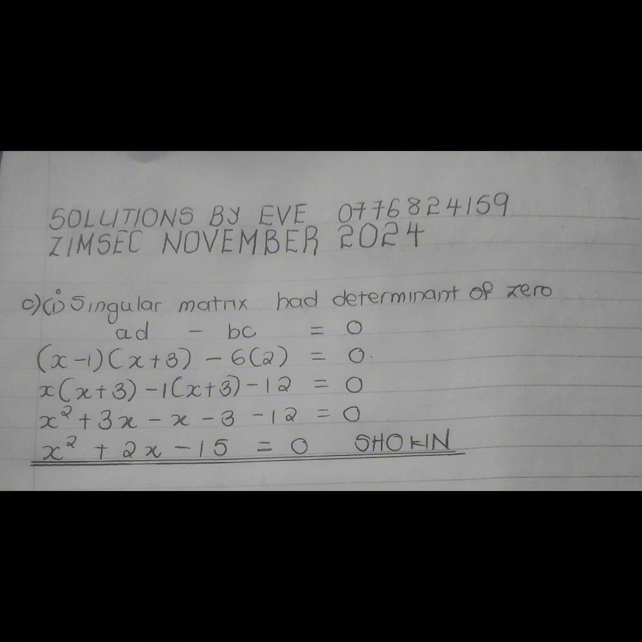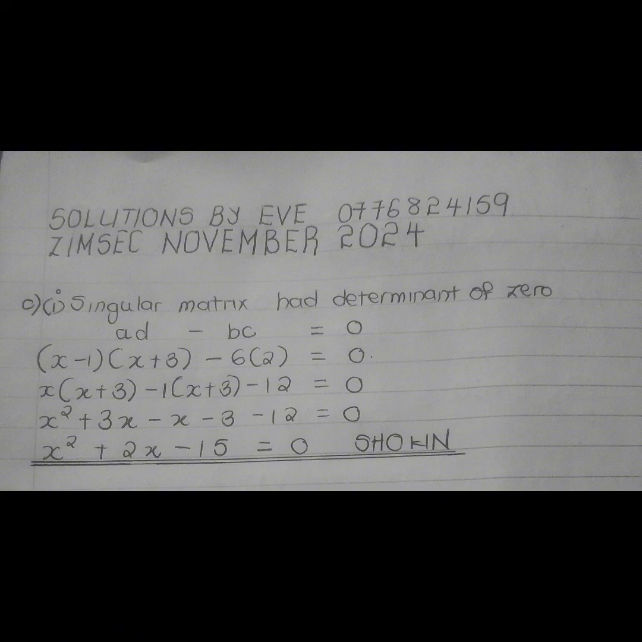We do our expansion in order to get x times x plus 3 minus 1 times x plus 3 minus 12 is equal to 0. And then we add the like terms. 3x minus x, we get positive 2x. Minus 3 minus 12, we get minus 15. So our final answer is going to be x squared plus 2x minus 15 is equal to 0. So the question was requiring us to show that it reduces to x squared plus 2x minus 15 is equal to 0. And we have managed to do that.